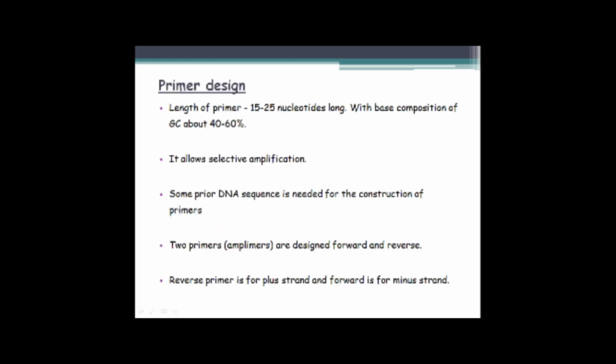Primer design. Length of primer should be 15 to 25 nucleotides long with base component of GC about 40 to 60%. It allows selective amplification. Some prior DNA sequence is needed for the construction of primers. Two primers are designed, forward and reverse. These primers are called amplimers. Here, reverse primer is for plus strand and forward is for minus strand.